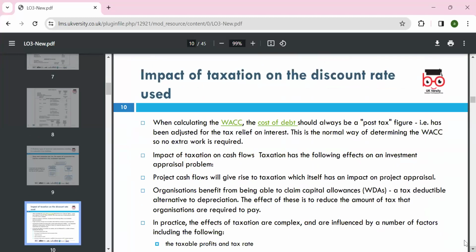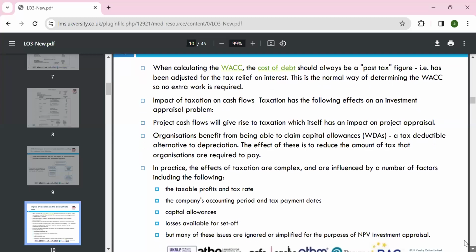That's what we also use for appraisal purposes in other units, which is investment appraisal. So the impact of taxation on the discount rate we use when calculating the weighted average cost of capital, WACC, or the cost of debt, should use post-tax figures, adjusted for the tax relief on the interest. Normally the way they determine the WACC, no extra work is required. Now the impact of taxation on the cash flows. Taxation has the following effect on the investment appraisal: the project cash flows will give rise to taxation, so we can look at the impact on the project appraisal when we include tax or tax relief.